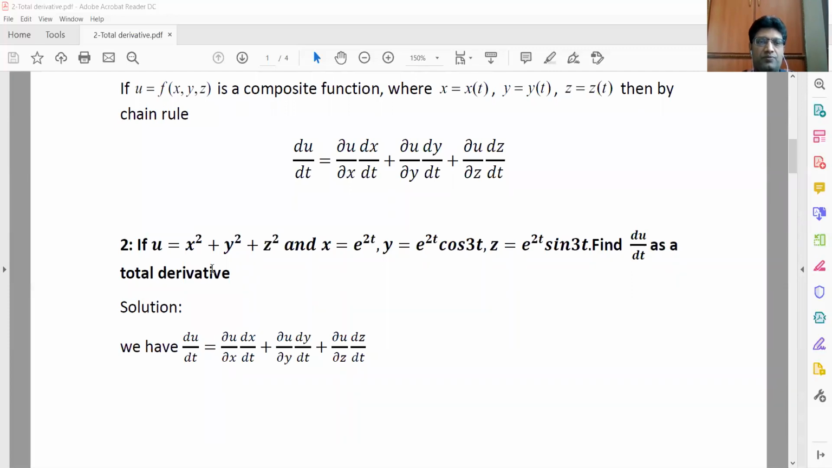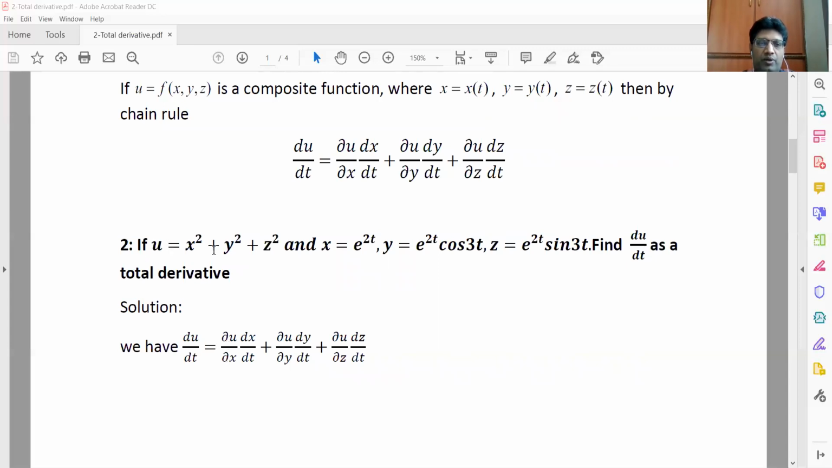So u is a function of three variables, x square plus y square plus z square, where x, y and z are functions of variable t. So x is e power 2t, y is e power 2t cos 3t, z is e power 2t sin 3t. He is asking to find du by dt as a total derivative. According to the formula, du by dt is this one, so we have written du by dt. First I have to calculate dou u by dou x.